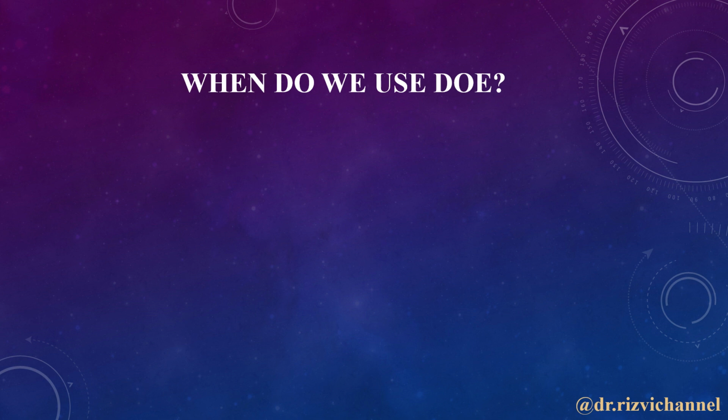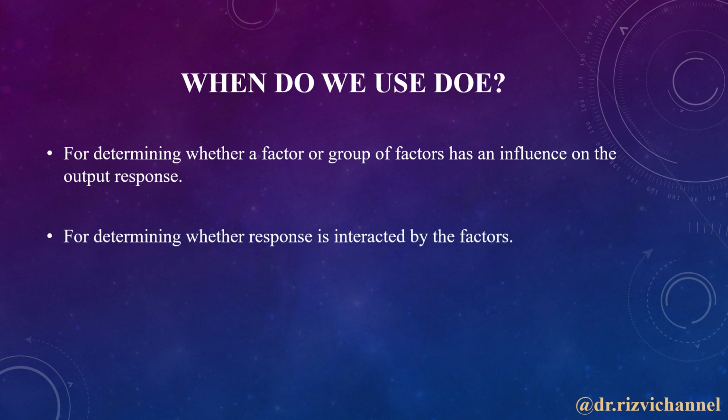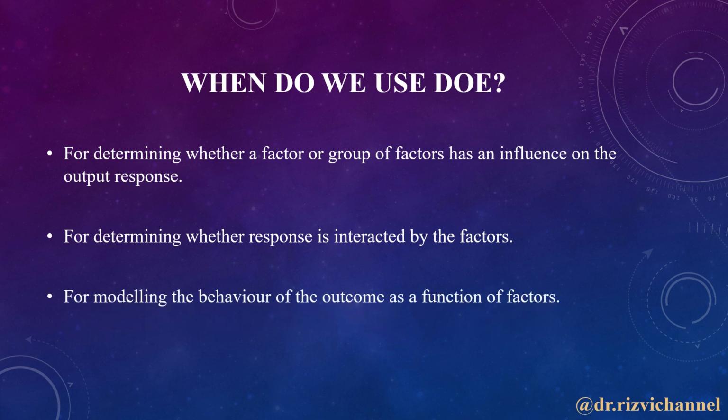When do we use design of experiment, DOE? For determining whether a factor or a group of factors has influence on the output response, DOE is used. It is also used to determine whether the response is interacted by the factors or not. It is also used for modeling the behavior of the outcome as a function of factors. And it is also used for optimizing the responses with respect to the input parameters.